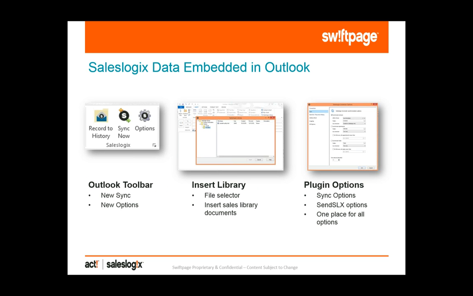We've also given you access to the library within Outlook. So now you can drill into all of your library attachments that are in SalesLogix and attach them directly through Outlook. And then you'll see the third screen here is actually those synchronization options where you can view the logging. You can also view various different options for Send SLX and all of your other calendar and contact integration. All right, next slide.